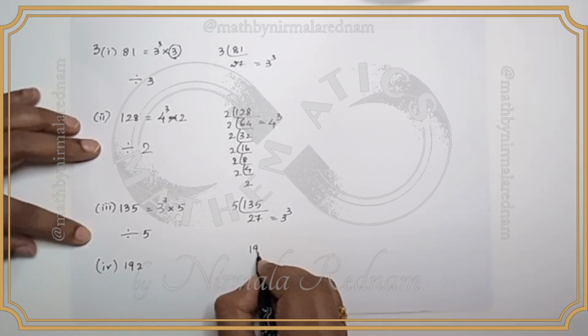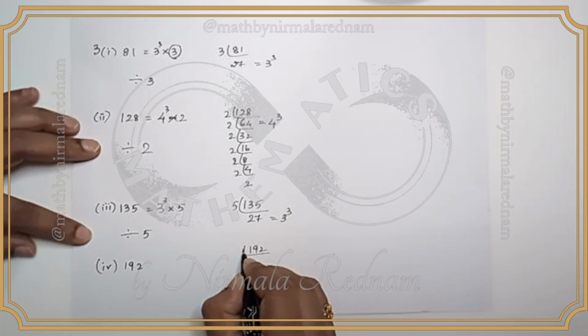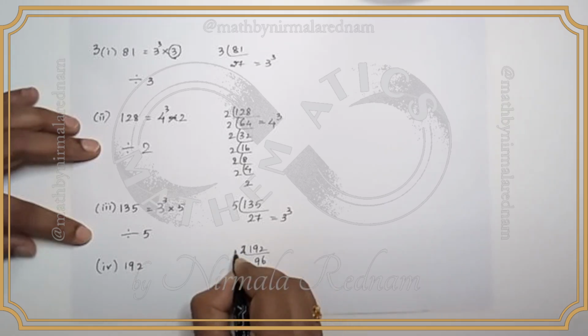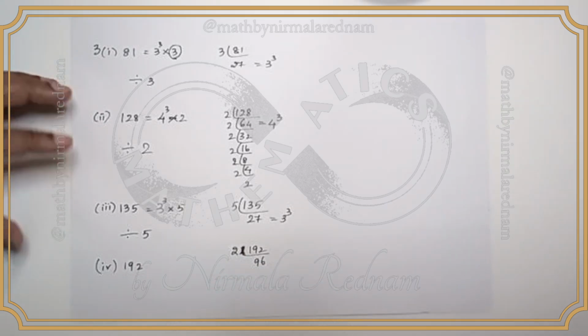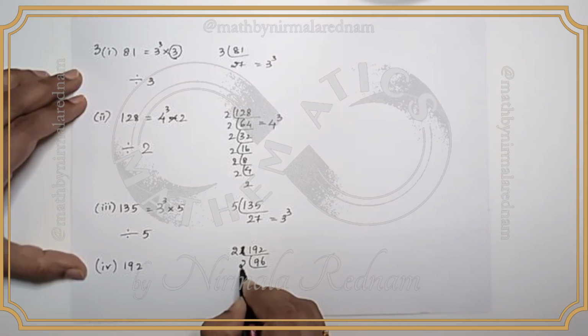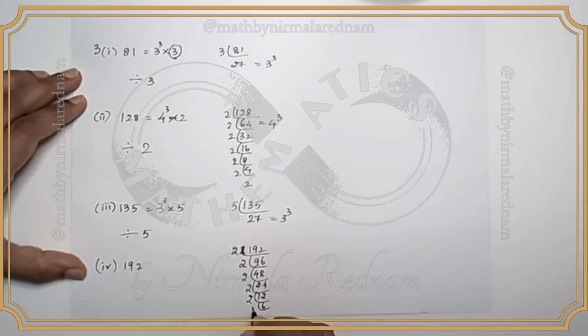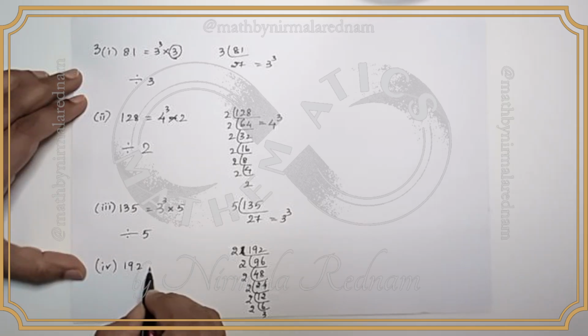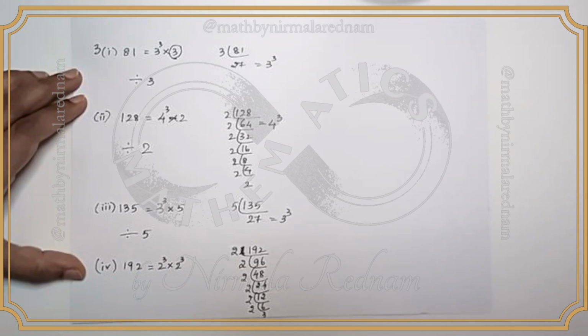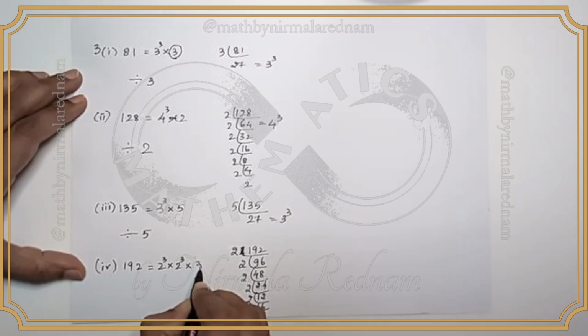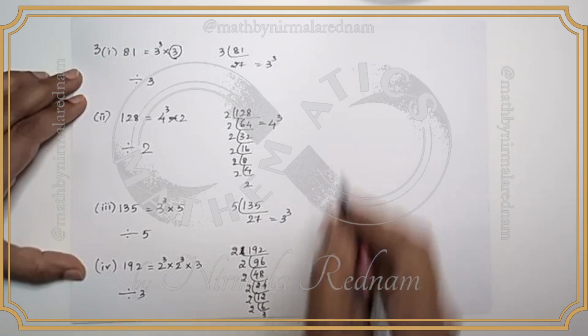So I have 192. I'll go for 2 now. Okay, so this will give me 96, right? 96, and then I have 48, 24, 12, 6 and 3, right? So I have 2 sets of 2's and a 3 finally. So I have to divide it by 3 in order to get a perfect cube.